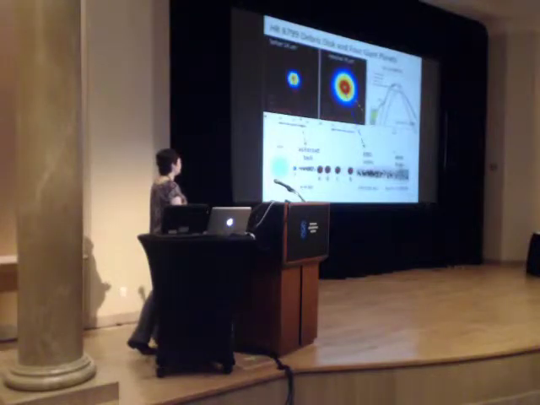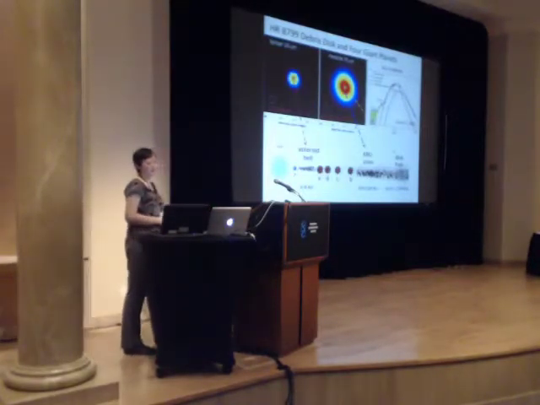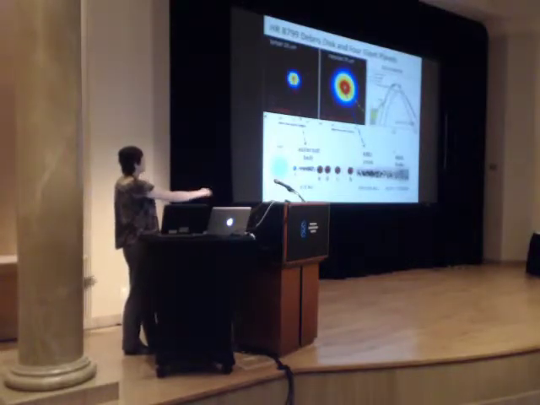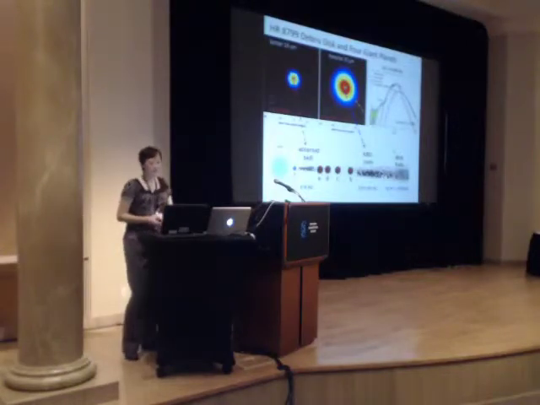The innermost planet, e, right here is just right outside the asteroid belt. And the outermost planet, b, is just right inside the outer cold Kuiper belt. So those four massive planets occupy this large gap between the two belts, creating a mostly dust-free zone.